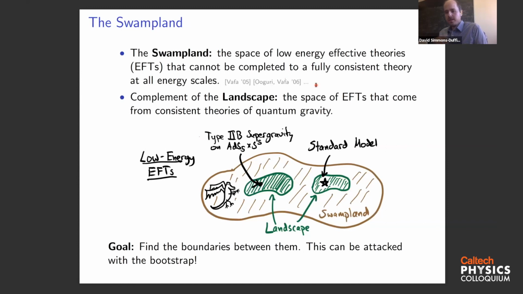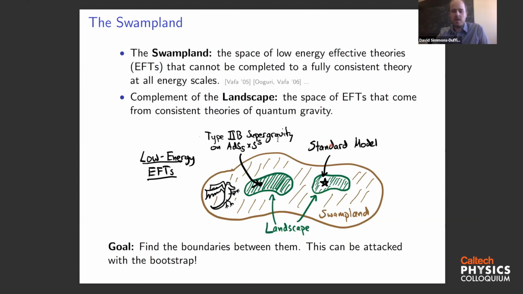Okay, so a different way of phrasing this goal is in terms of what's called the swampland. The swampland is the space of low energy effective field theories that cannot be completed to a fully consistent theory of quantum gravity at all energy scales. Another way to phrase it is that the swampland is the complement of the landscape. The landscape is the space of low energy effective field theories that do come from consistent theories of quantum gravity. So here's a picture.